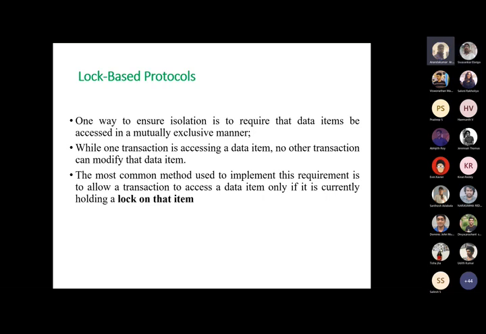One way to ensure isolation in concurrent execution of transactions is that data items may be accessed in a mutually exclusive manner. Mutually exclusive in the sense that when one transaction is accessing a data item, no other transaction can modify that data item. The common method used to implement this requirement is to allow a transaction to access a data item only if it is currently holding a lock on that data item. So we have two types of locks in lock-based protocol.